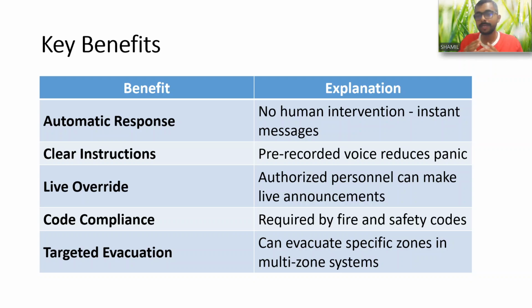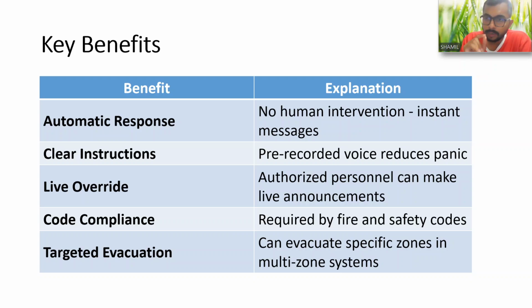Because the messages are clearly written and clearly communicated to the occupants, there won't be any confusion when it comes to escaping or evacuating the building. The third one is live overriding. As I said before, there are two types of announcements. One is the pre-announcement that we have discussed already. The second type is the live announcement, that is, authorized personnel can make an announcement during the time of fire.